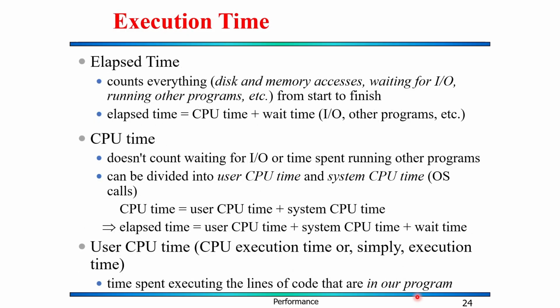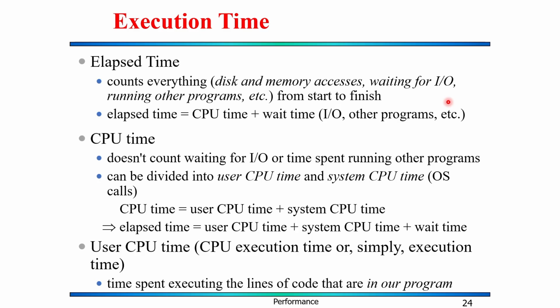Now let's look more closely at execution time and what it actually includes. First, we have elapsed time. This counts everything from the moment your program starts to the moment it finishes. It includes disk and memory accesses, waiting for input and output, and even time spent running other programs in the background. So elapsed time equals CPU time plus wait time.